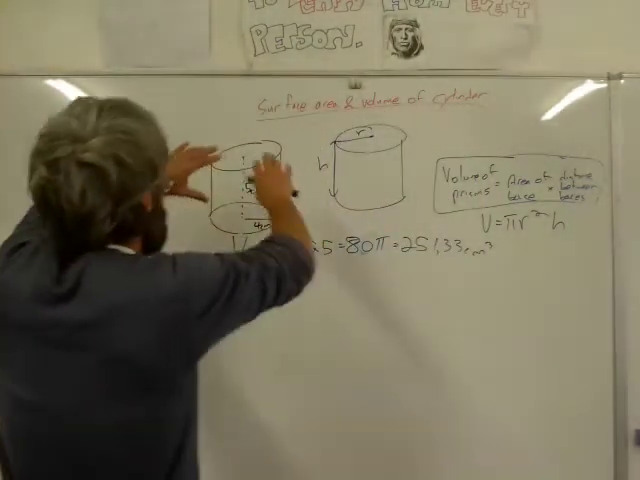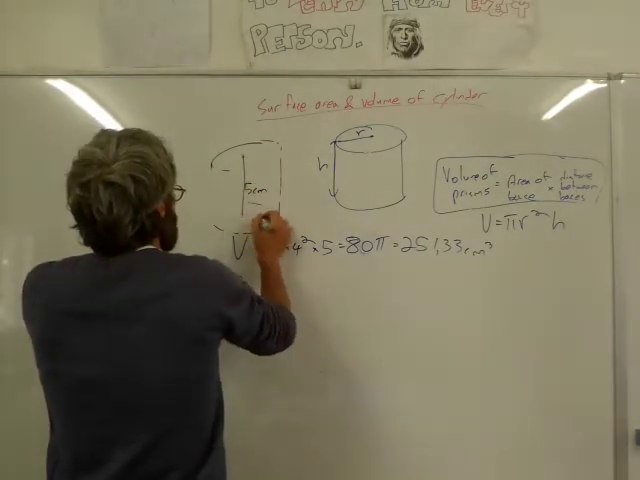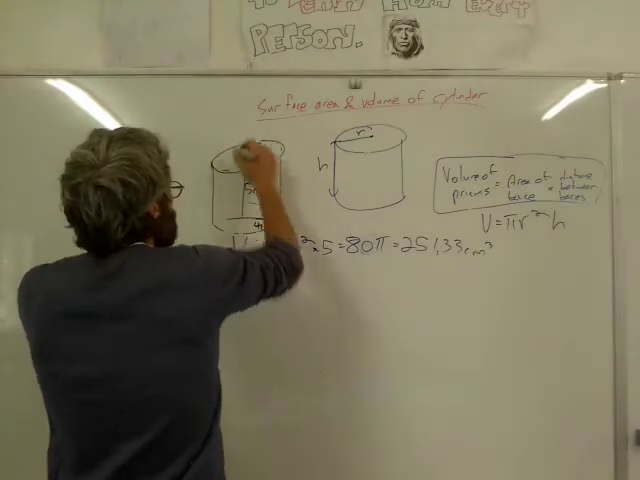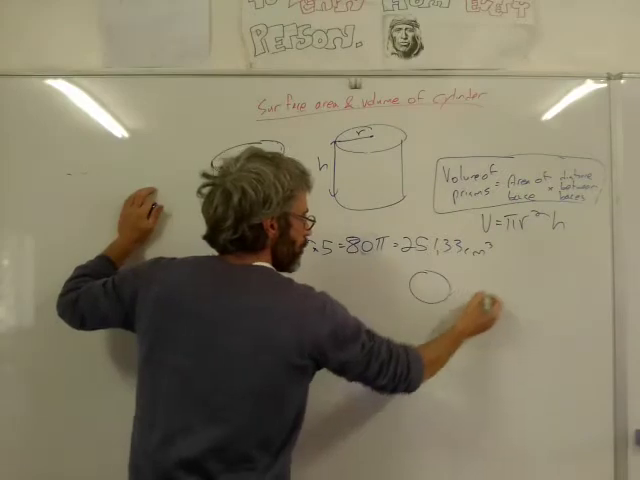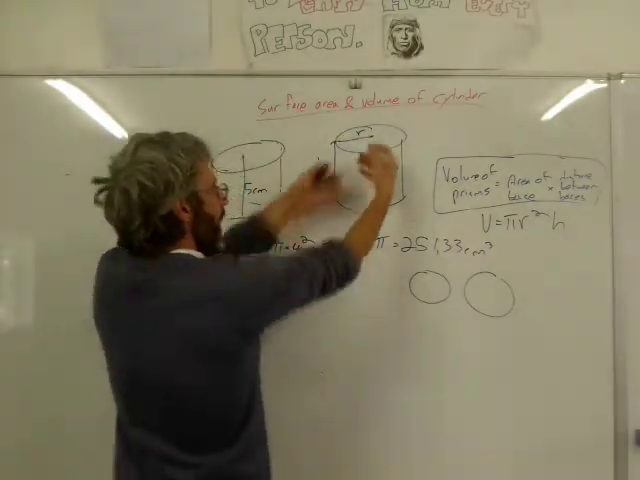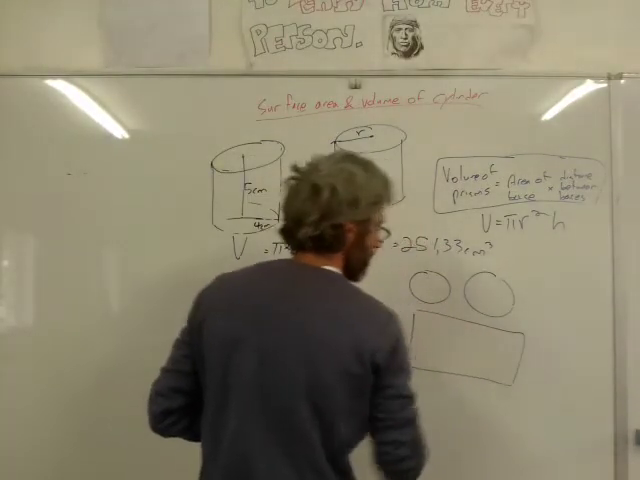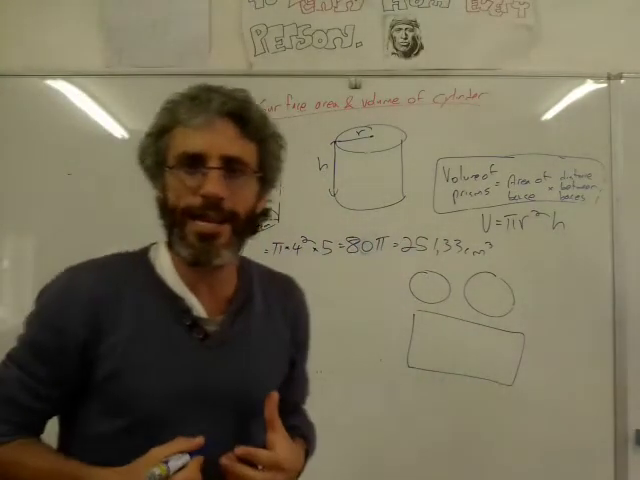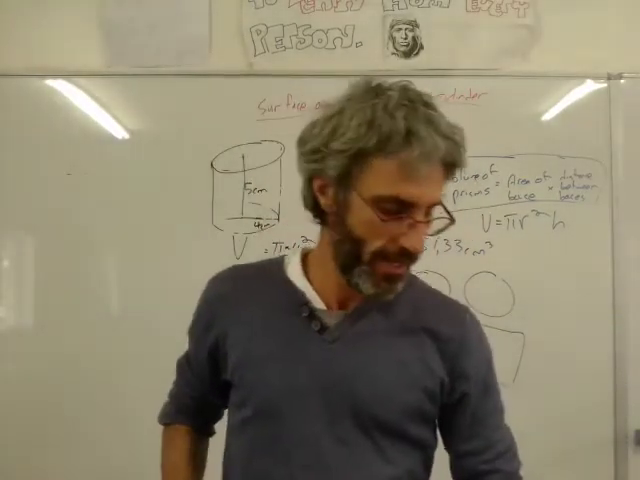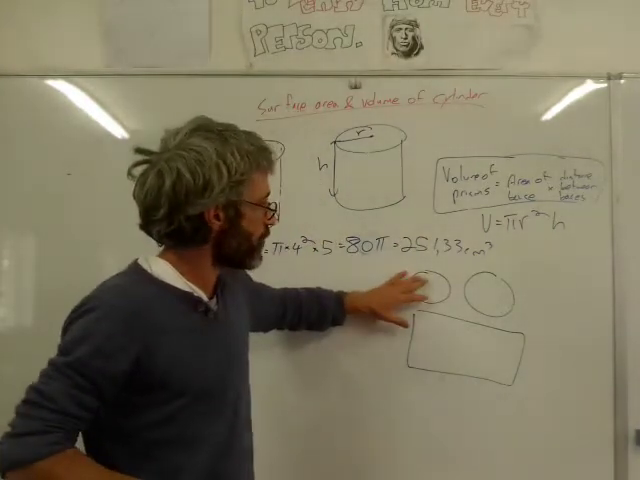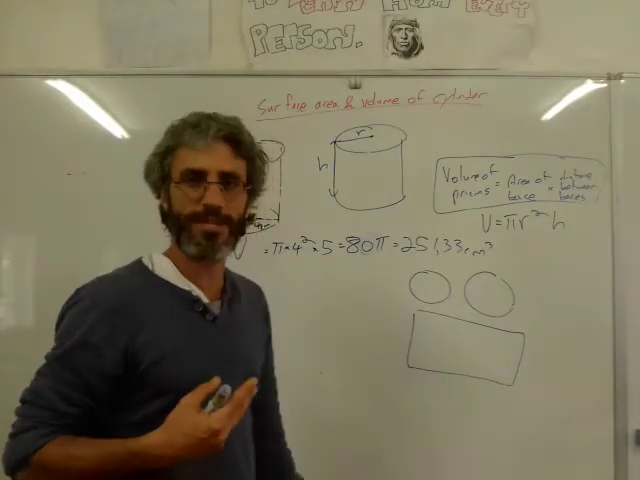So if I take this cylinder and open it up, what will I get? I will get 2 circles, the top and the bottom. And when I cut this side bit and open it, I'll get a little rectangle. So if I want to calculate the surface area, the area that I need to, let's say, paint if I paint all sides of it, I need to calculate the area of the circle, times 2 because they're identical, and add the area of the rectangle.